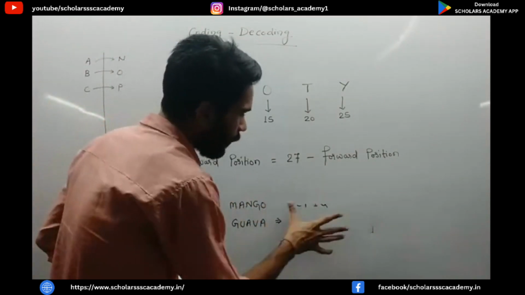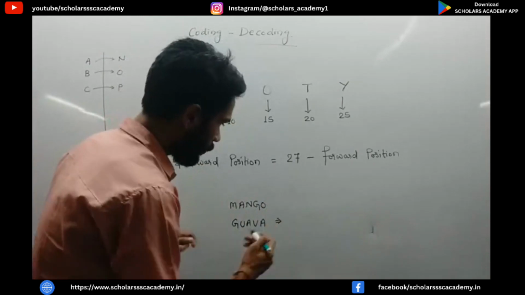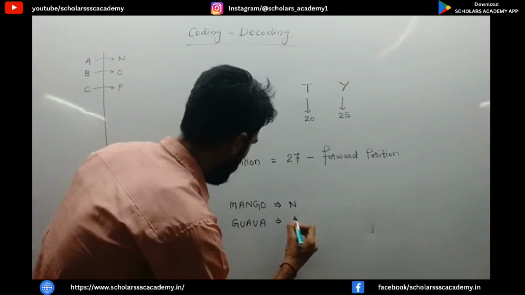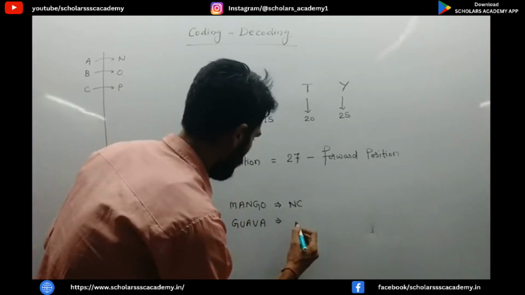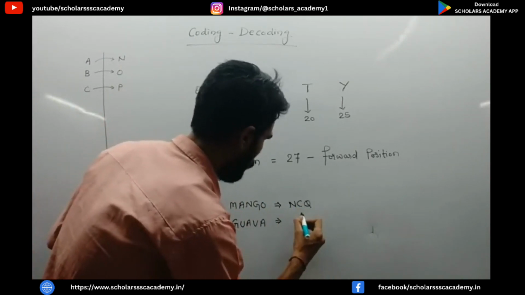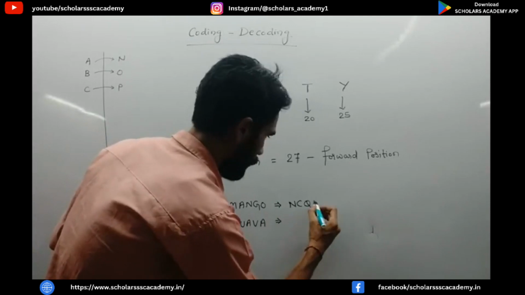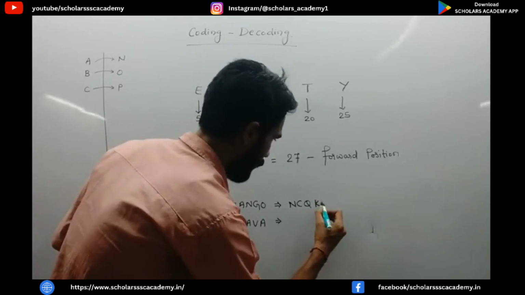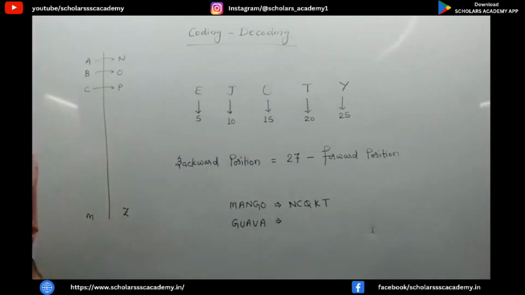Another example can be where they are adding, just observe what is happening here. Mango is written as N, C, Q, K, T. Now, how will you write guava in that language?